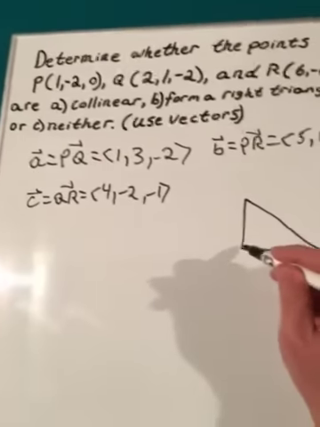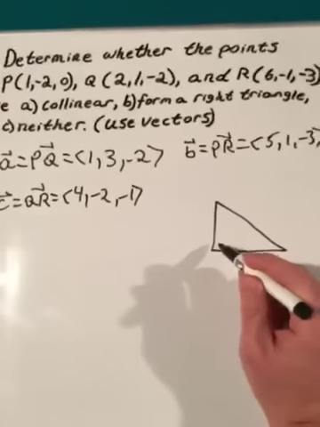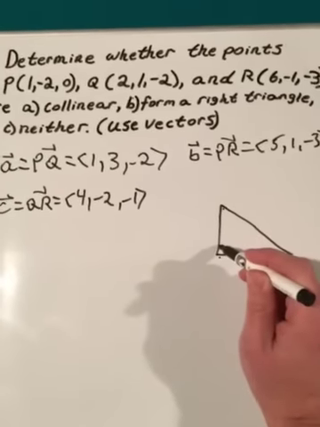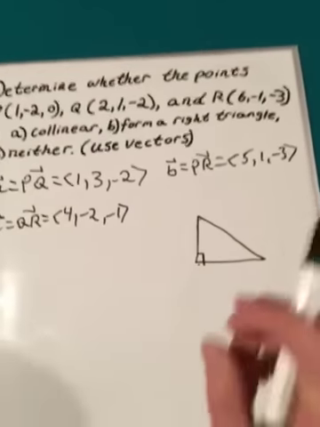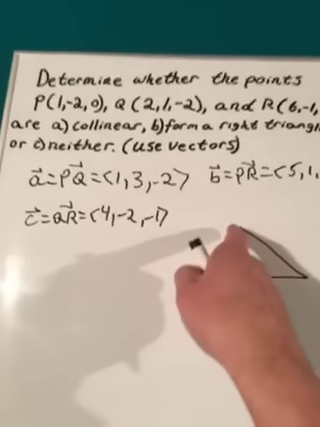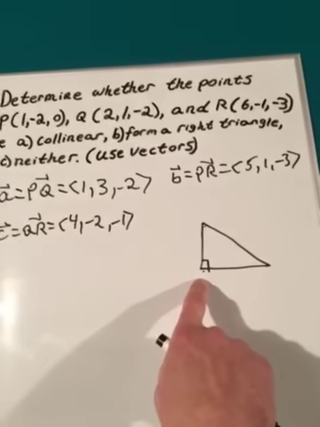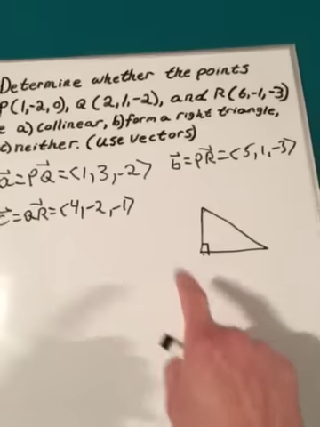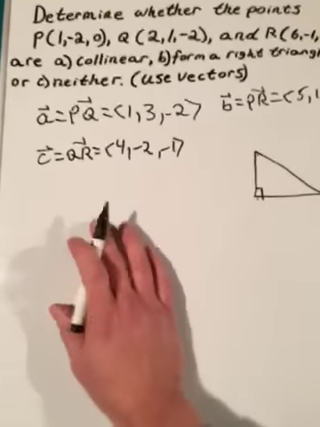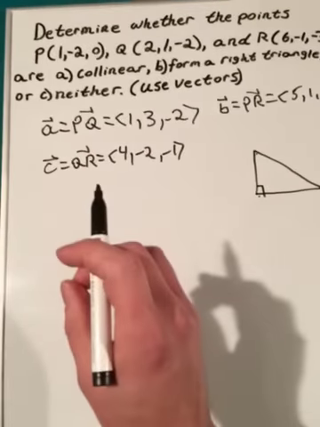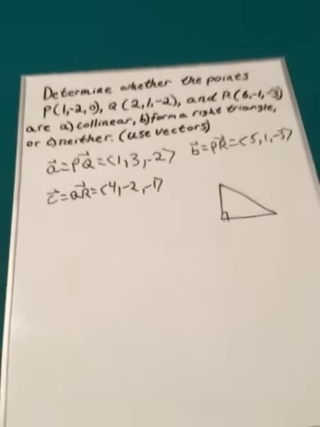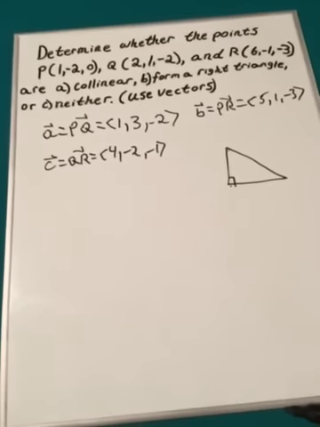And if we had our 3 points, what has to happen if they form a right triangle? Then 2 of the vectors would have to form a right angle, a 90-degree angle, and they'd have to be perpendicular to each other. Okay? So how can we tell if the vectors are perpendicular to each other? Well, if you take the dot product of 2 vectors, and if the dot product equals 0, then that means the vectors are perpendicular.